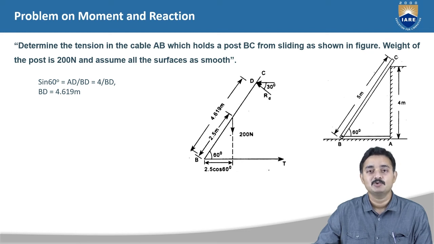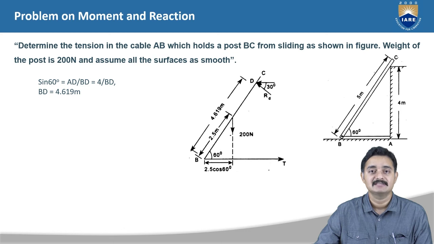Also, the weight 200 Newton acting vertically downwards will be at a distance of 2.5 cos 60 degrees horizontally from the point B. This is useful while we evaluate the moments. The tension in the cable AB is given as T, which is acting away from the body, that is the post. All these data can be deduced with the help of the free body diagram of the system. Now, let us apply the equilibrium conditions to the system for finding the unknown forces acting in the system.